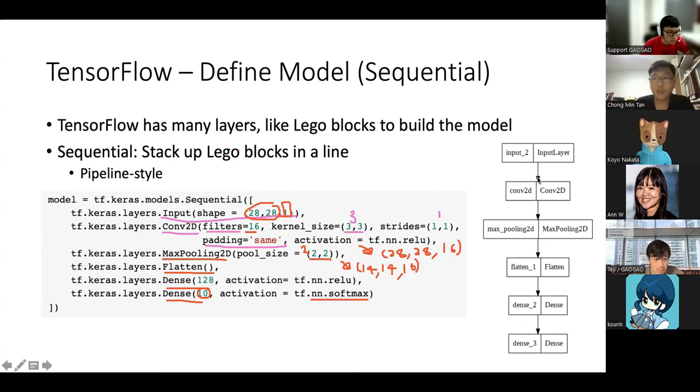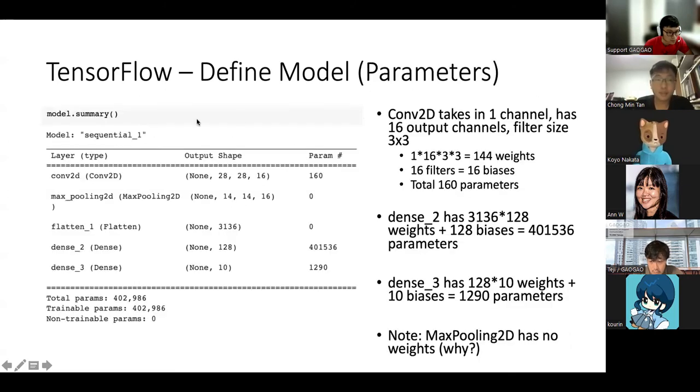Again, we can visualize the model in this flowchart: input, Conv2D, max pooling, flatten, dense, dense. It is a very simplified model with just one Conv2D and one max pooling. So this is how it looks in the end. You have one channel, 16 output channels, and filter size 3 by 3.